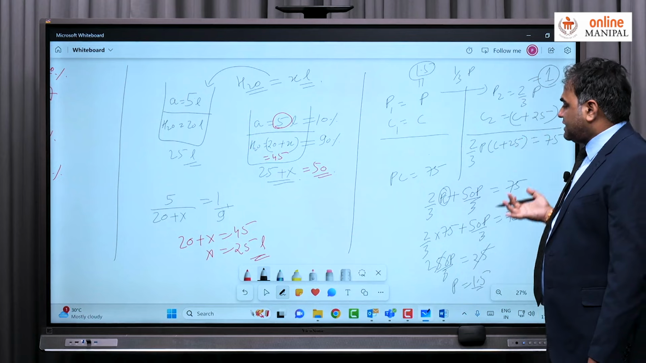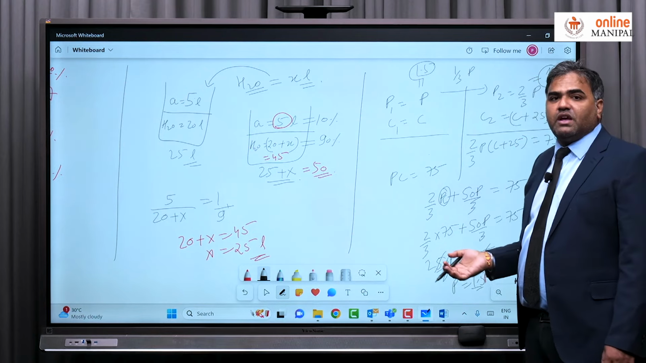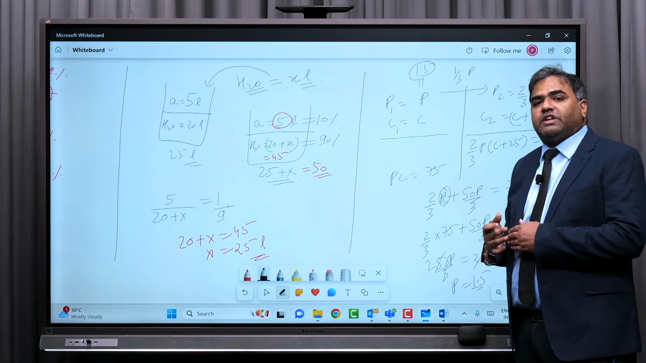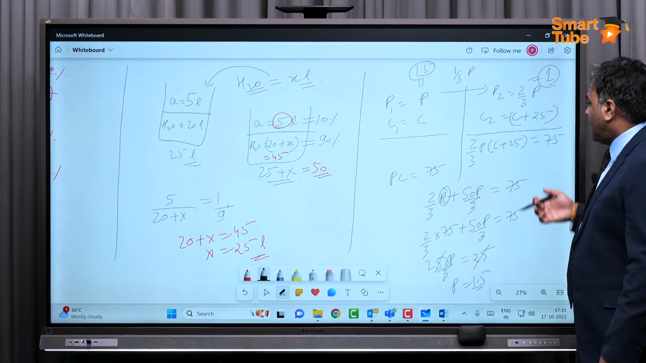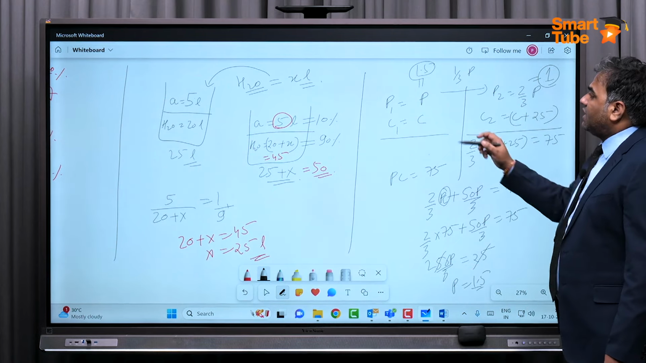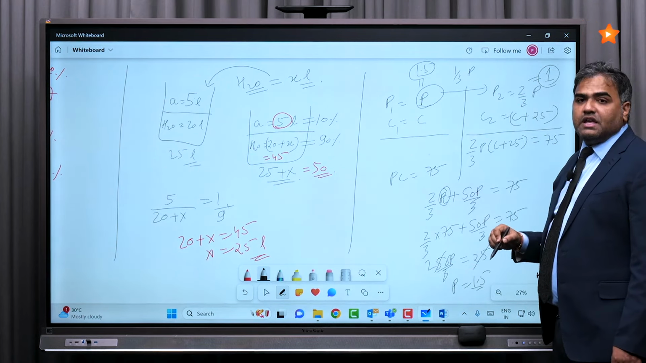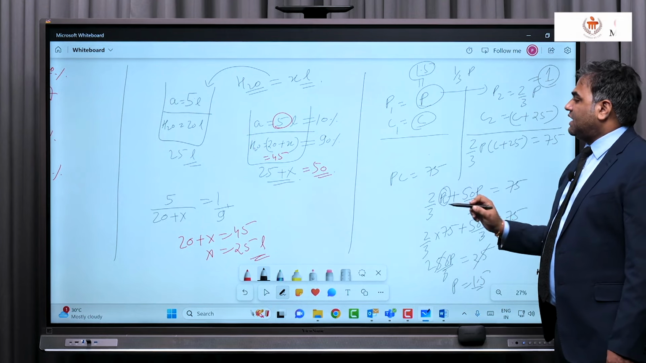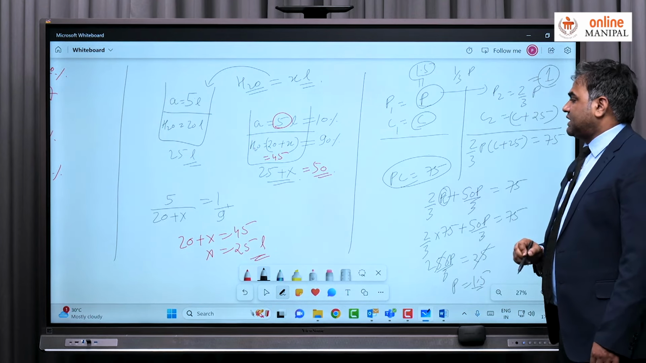So this is the basic framework. Please don't do it this way. Just try to improvise on your technique, how the question can be done. I hope this part is clear with everyone. So earlier I assumed the price is P, I assume my consumption as C, then my total expenditure would be 75.